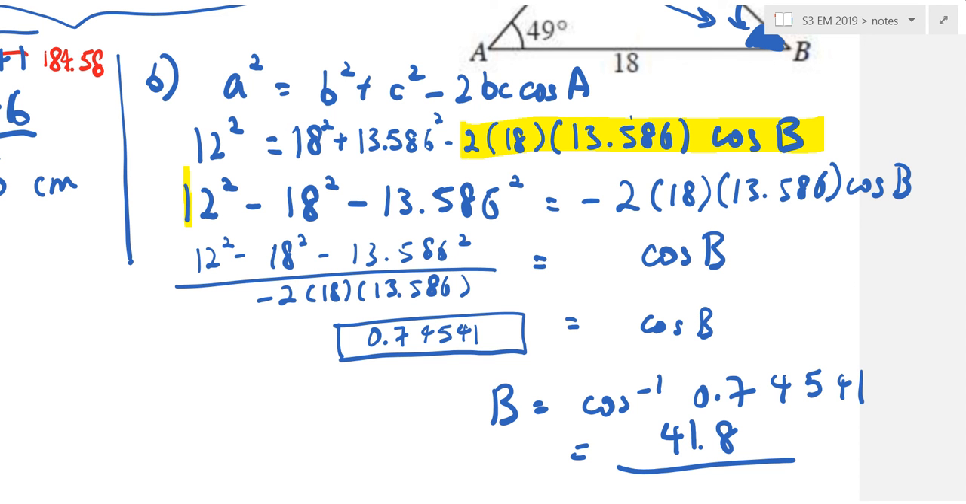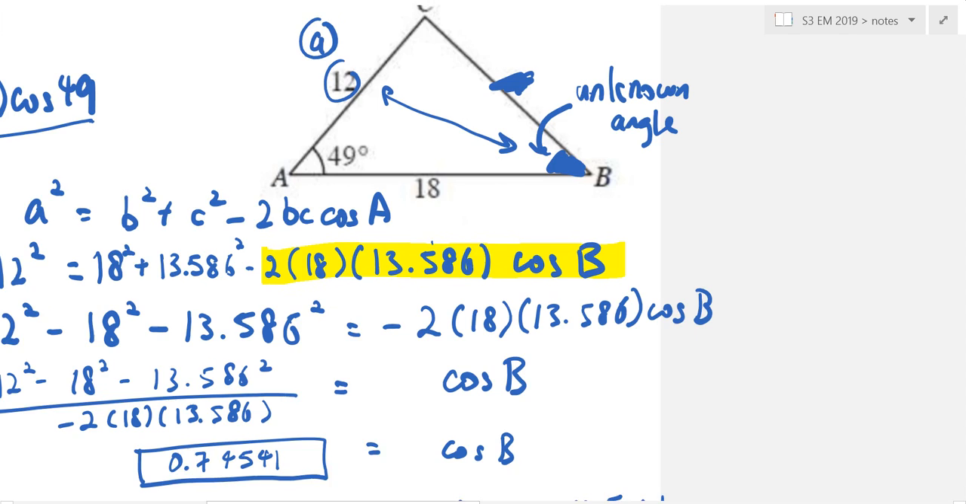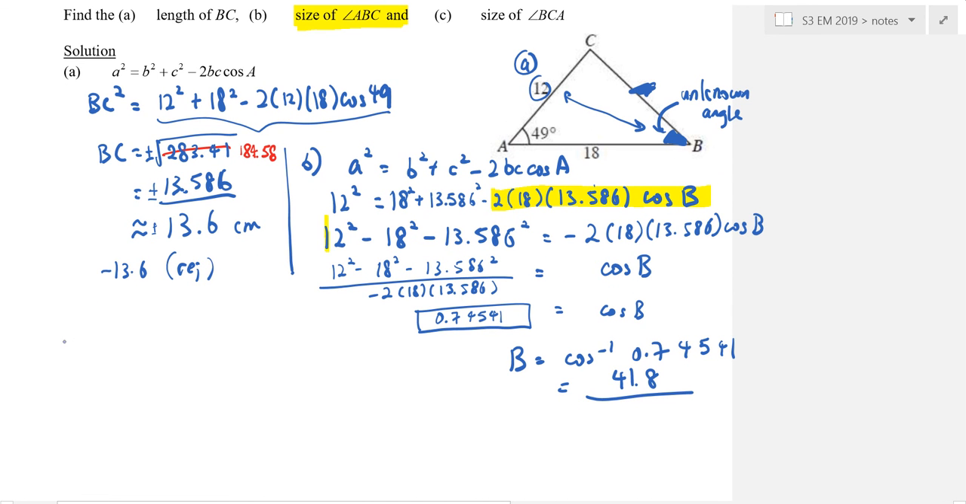When do you not need to find reference angle? My suggestion is find reference angle every time, because later in A max you will not be lost. Now let's look at C. C is easy or not? What must I do?